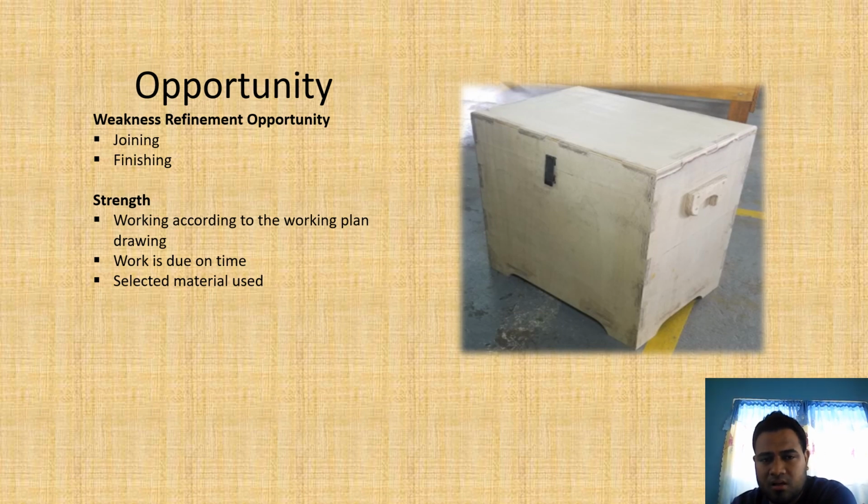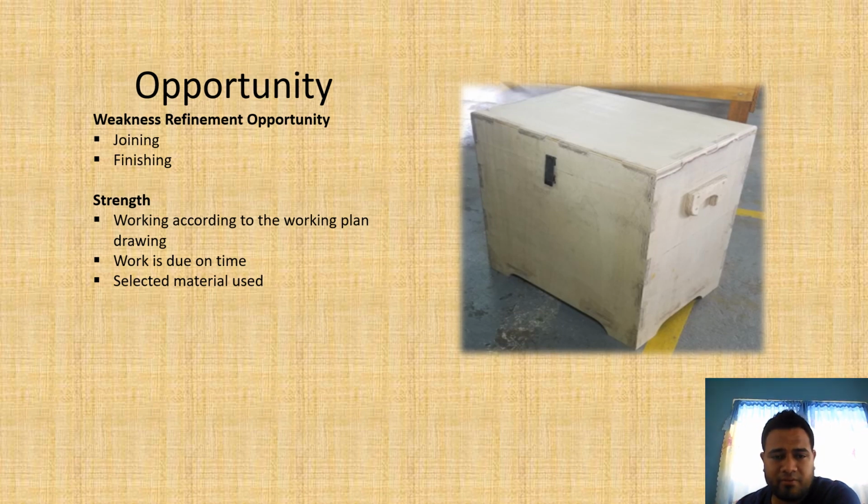After finishing the product, there are some weaknesses and refinement opportunities. The first weakness is the joint. The joint used is a box pin, but the way of assembling this joint needs improvement. Also, the finishing of the product, like applying varnish, needs to be improved in the next project's making stage.